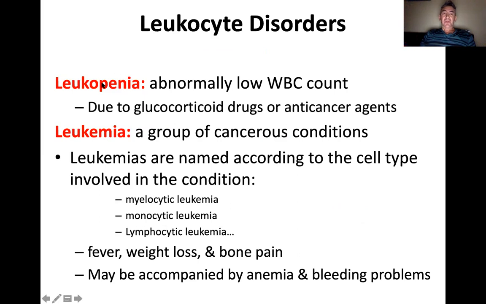So first we have the penias, right? Leukopenia. Right? A penia is a deficiency. In the Greek language, penia means to not have enough of something, right? Poverty. So leukopenia, we're poor, we have a deficiency of leukocytes. So abnormally low white blood cell count. This can happen for a couple of reasons.